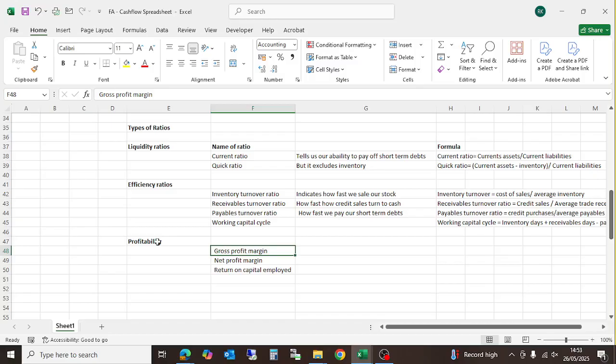Okay, so I think the perfect definition can be, let's say the gross profit margin, we can define it as a percentage of revenue that exceeds the cost of goods sold. A comparison between our revenue and our cost of goods sold. So we can say a percentage of revenue that exceeds the cost of goods sold.